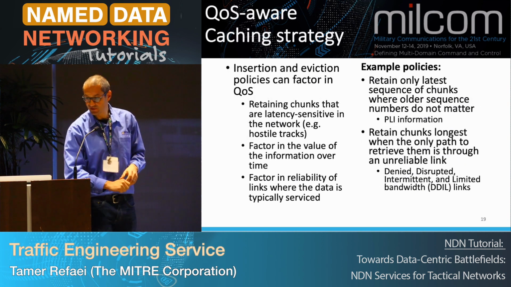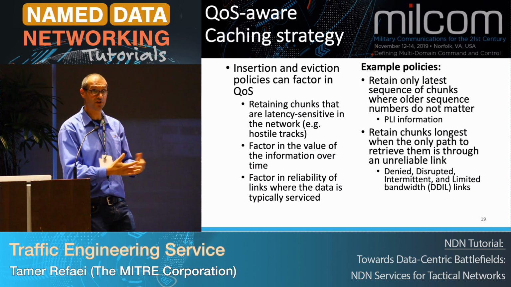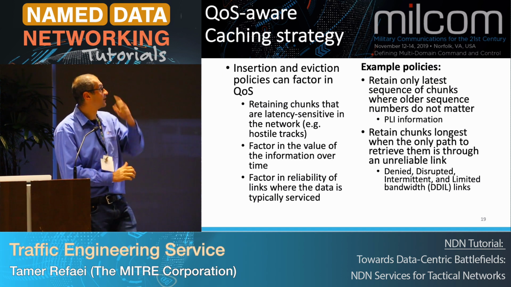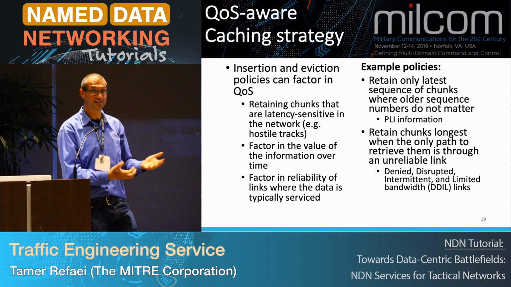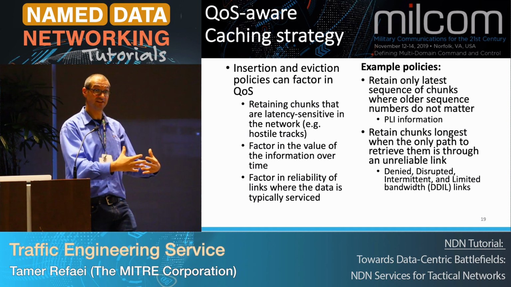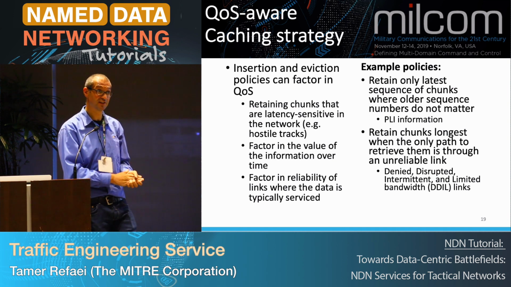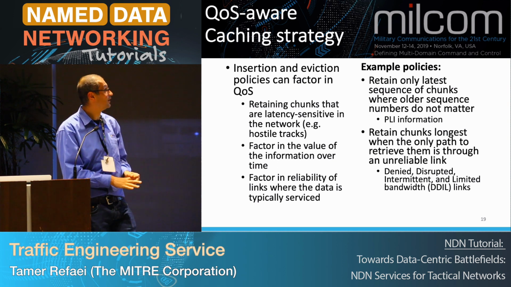And then the final piece of this is the caching strategy. What do you cache? What do you remove from the cache? What strategy do you use to put things in the cache and remove things from the cache? What we call insertion and eviction policies. They can all factor in quality of service requirements. If I know something is latency sensitive, I want to keep it in the network so that when people ask for it, they get it from a closer place as opposed to from the actual producer or the end host. If I keep it in the network, I can get it much faster.